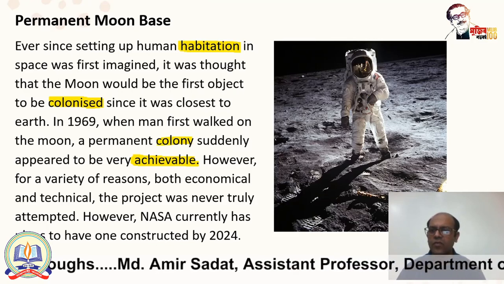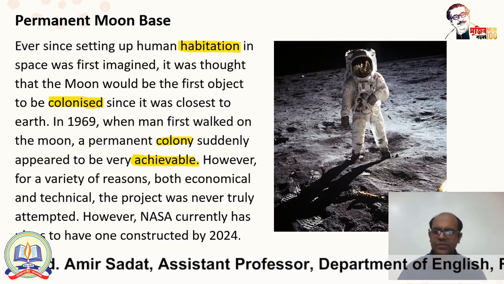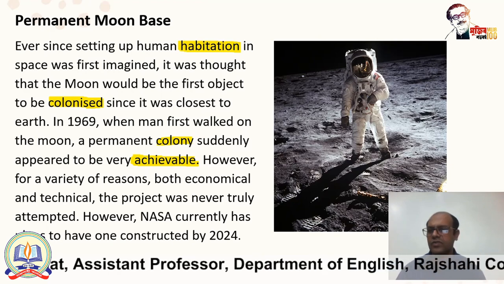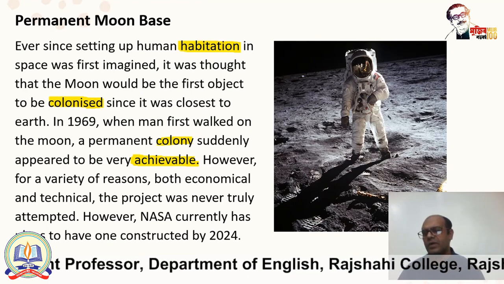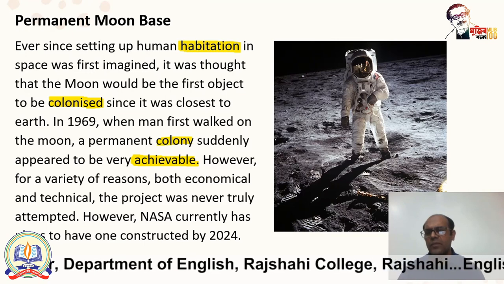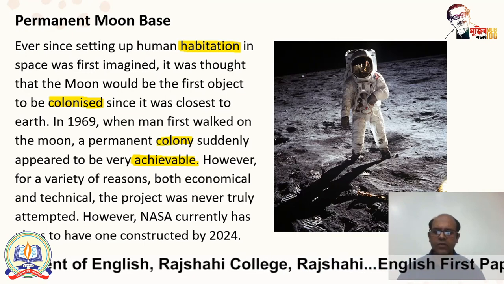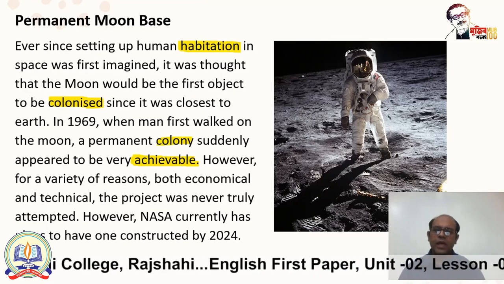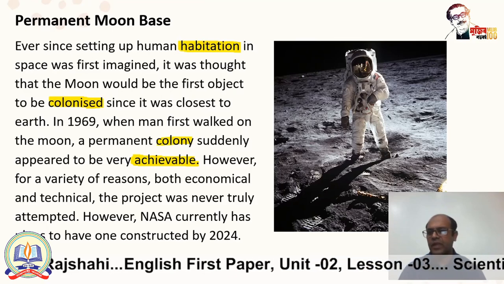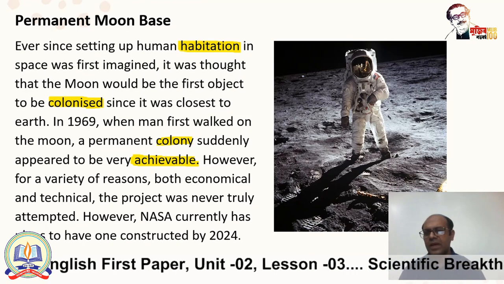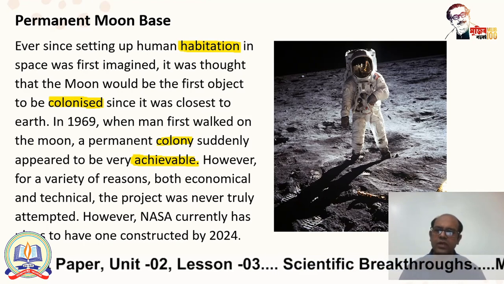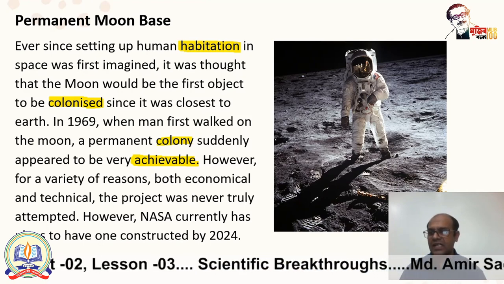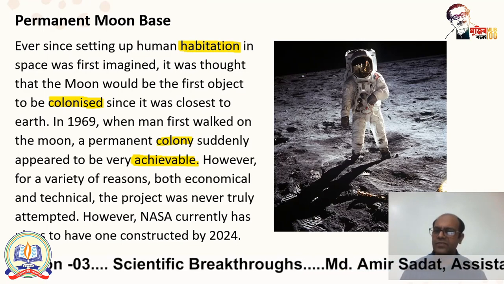And there is another word, colonized. Colonized means to establish a colony. Here the human being wants to make a colony on the moon. They want to make a new abode for human beings, since it was closest to the earth. In 1969, when man first walked on the moon, a permanent colony suddenly appeared to be very achievable.